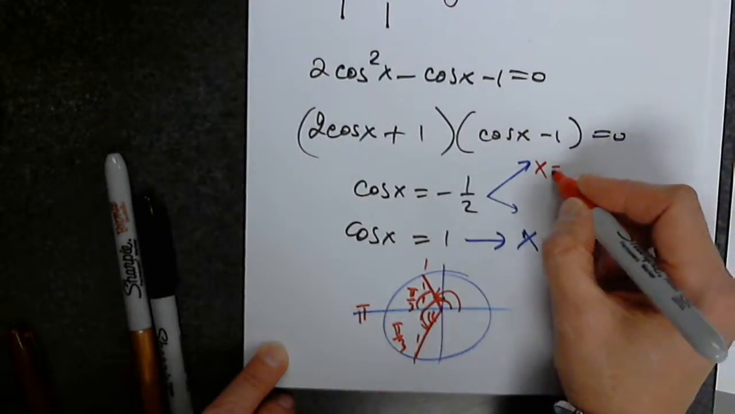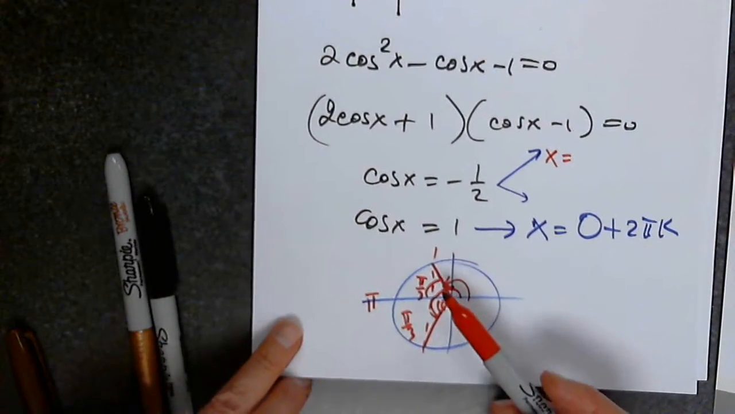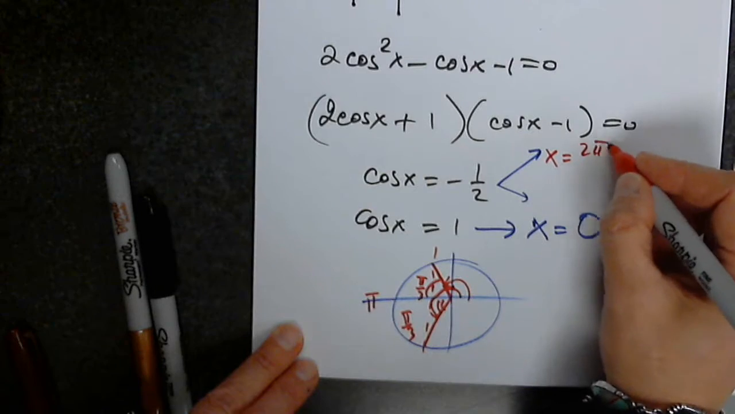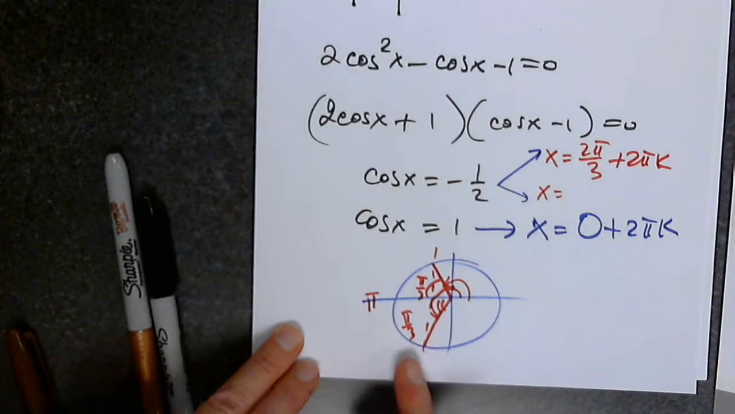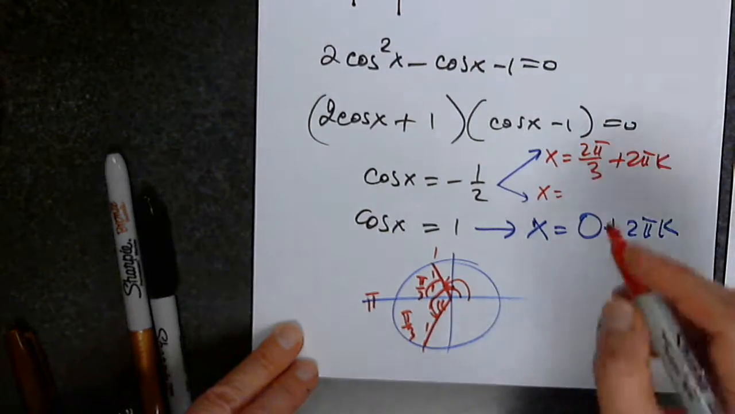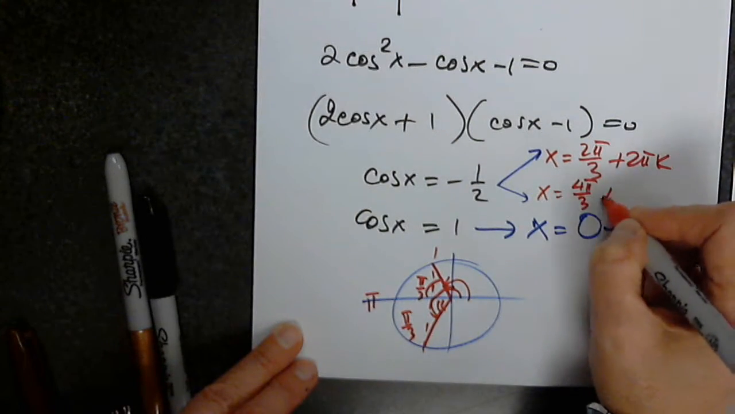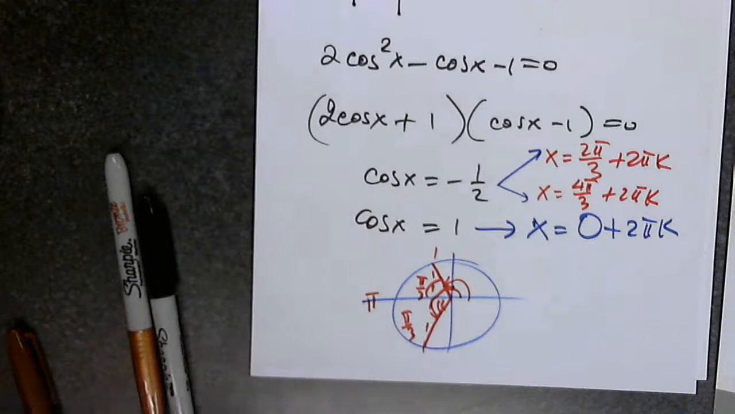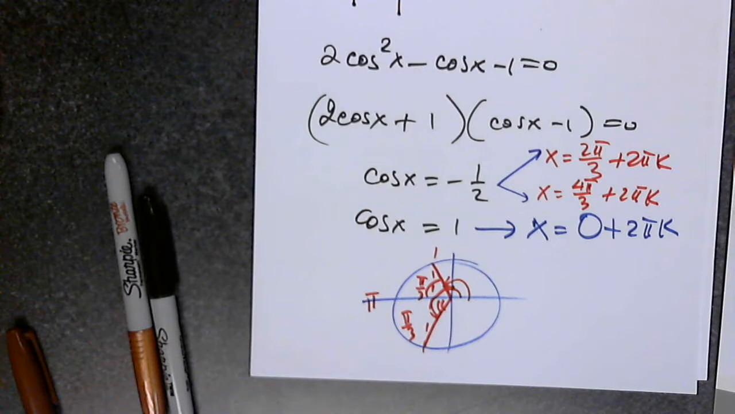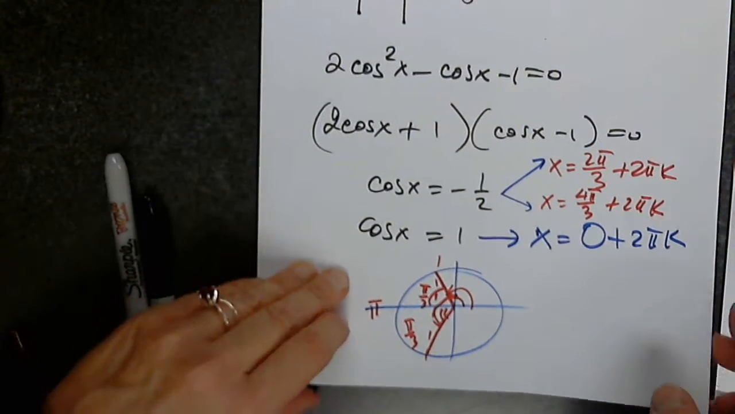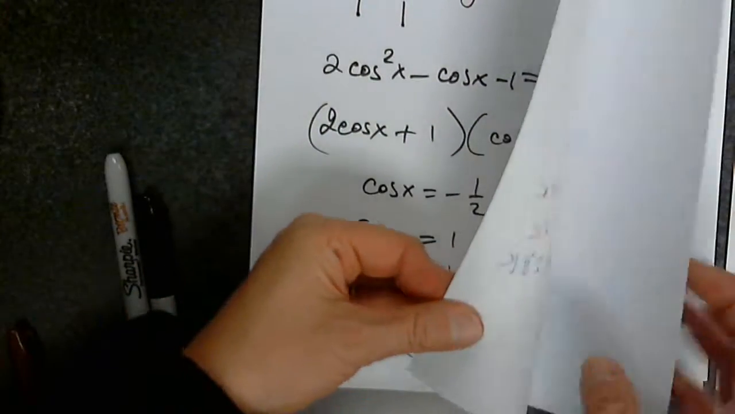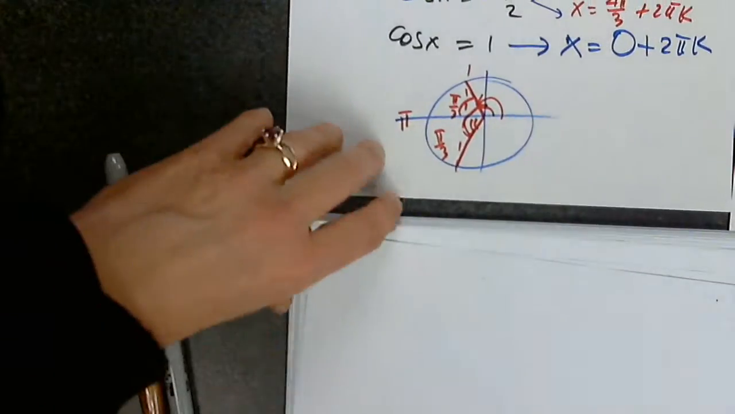So then x equals pi minus pi over 3 is 2 pi over 3 plus 2 pi k, and the other one is pi plus pi over 3, which is 4 pi over 3 plus 2 pi k. Is that clear? Yes? Okay. You're going to have equations. Okay? Please remember that.